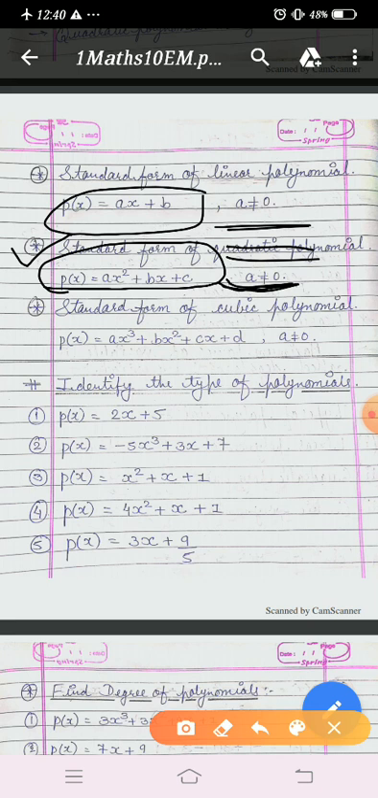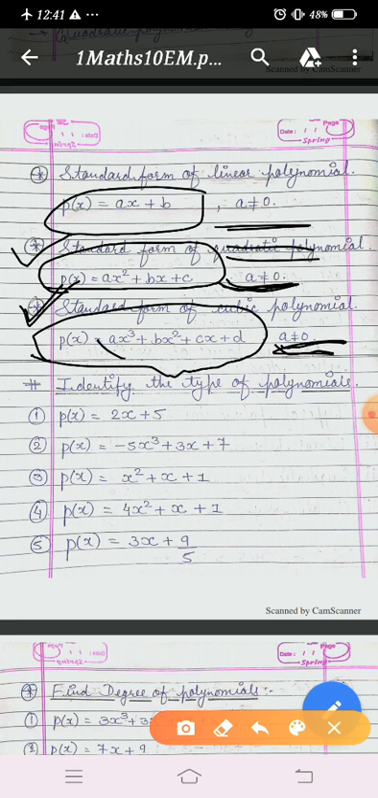Similarly, the standard form of a cubic polynomial. Cubic means the degree of the polynomial will be 3, so the maximum power of x will be 3. So p of x is given by ax cube plus bx square plus cx plus d, where the coefficient of x cube must not be equal to 0, and here the coefficient of x cube is a. So a must not be equal to 0. So these are all the standard forms of polynomials, right?